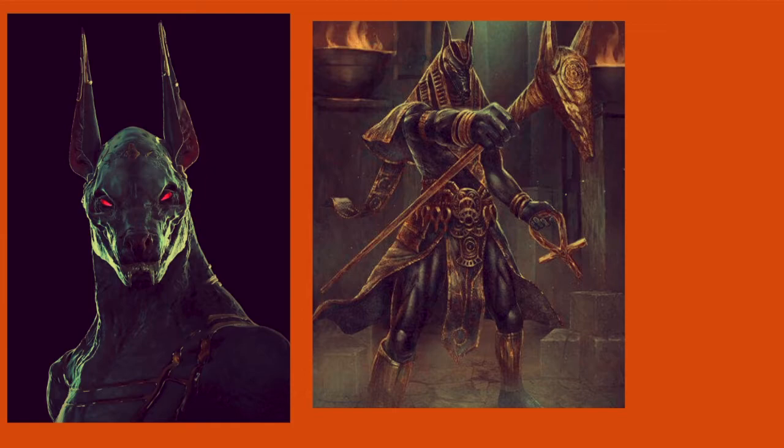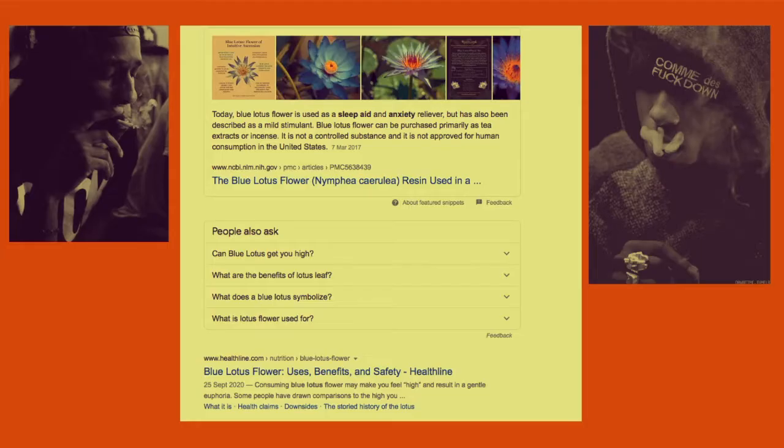Okay, and when we go to read this stuff, it is not a controlled substance, but it is not approved for human consumption in the United States. Oh, who gives a fuck, bro? So it's a stimulant, which means it's an activator. Okay, or it's the thing is, yeah, these things are like sensors, innit?